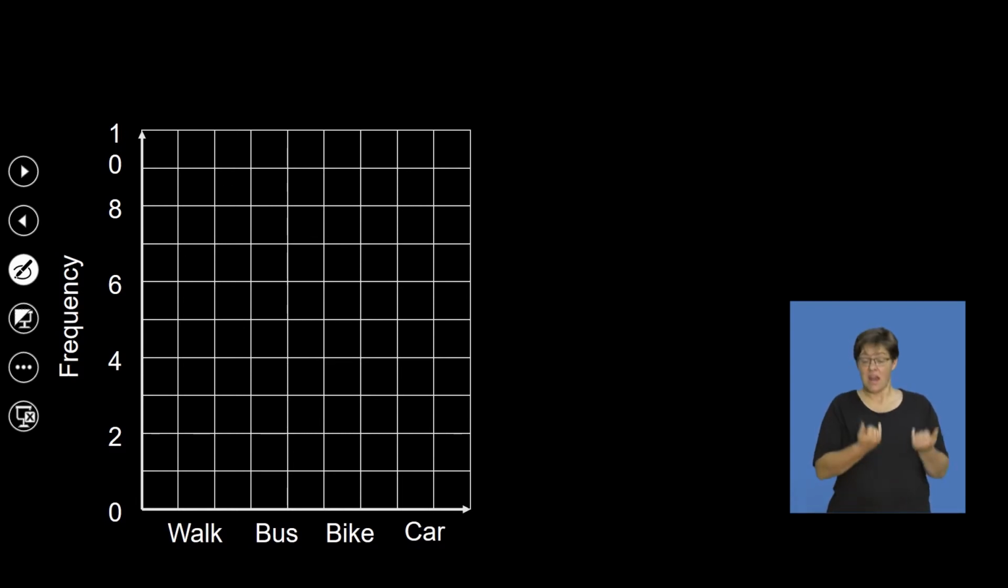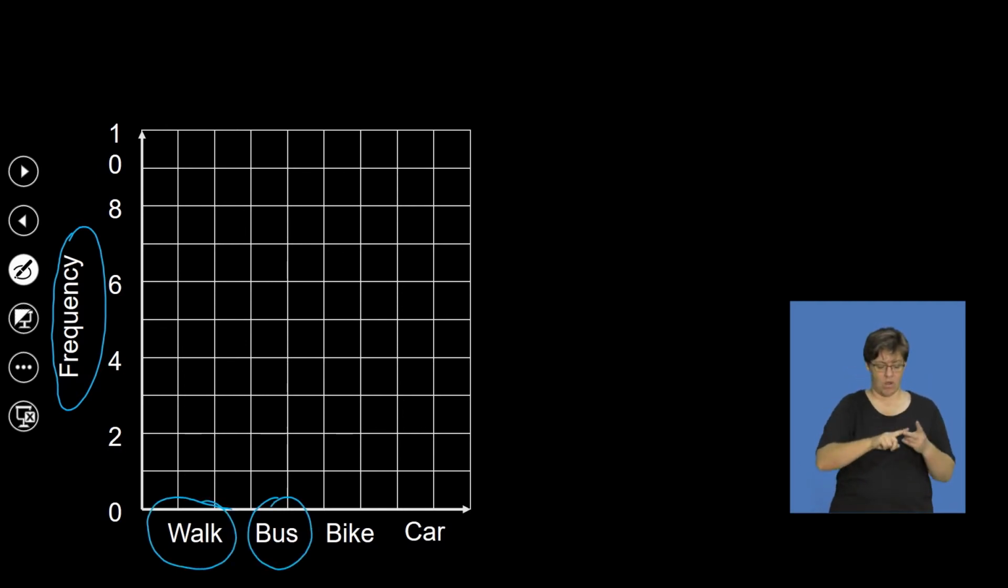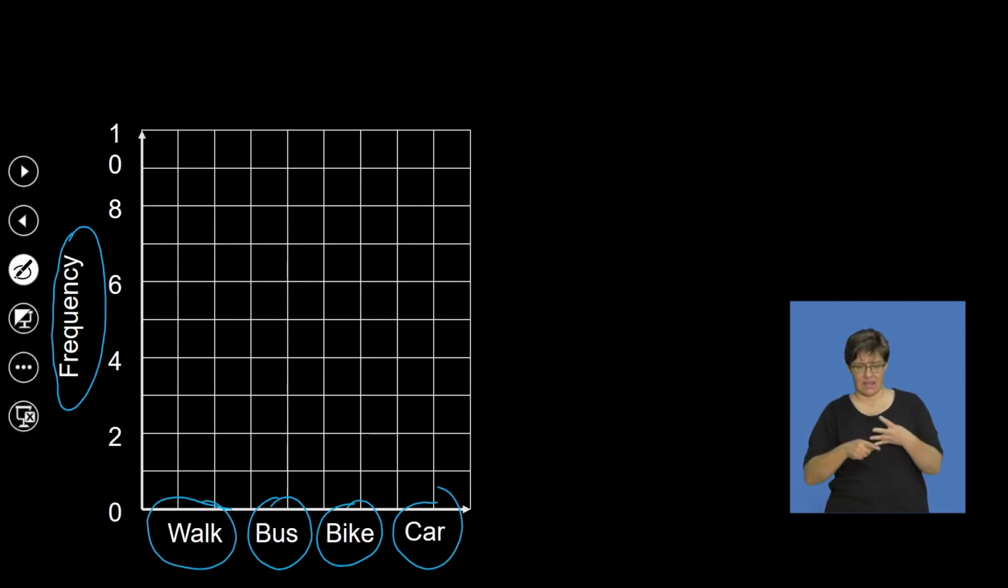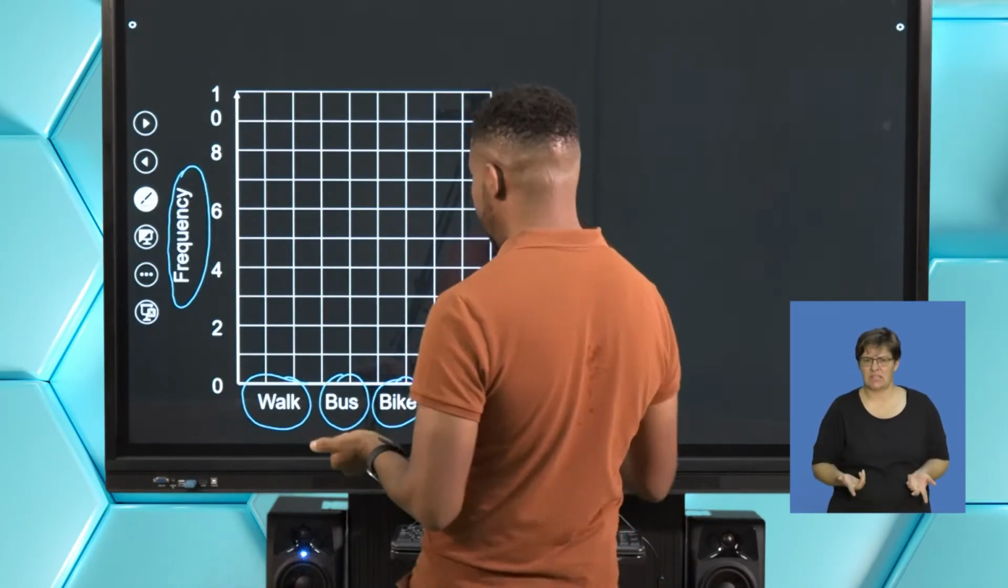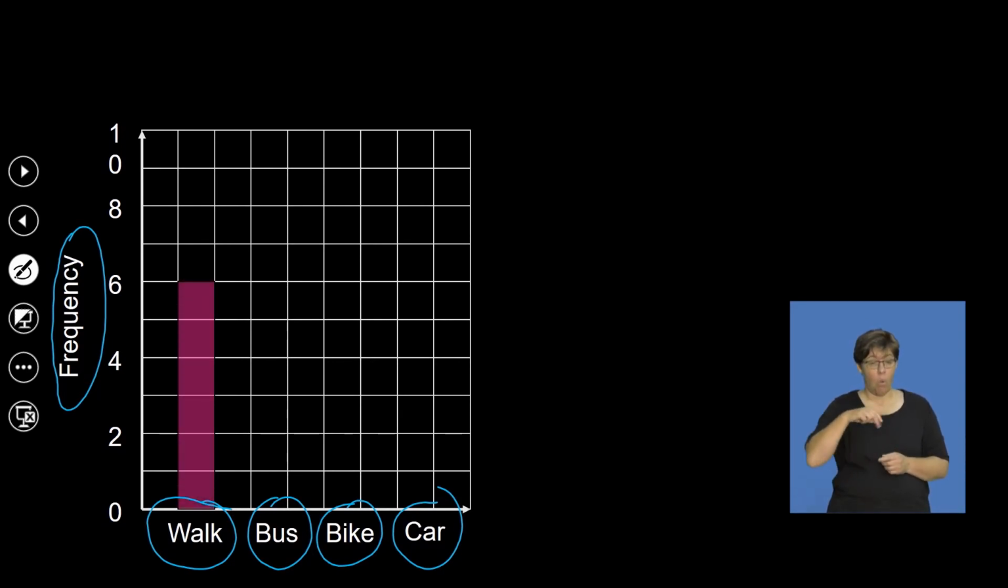Yes, now we have our Cartesian plane there. So on the y-axis, we have frequency. On the x-axis is walk, bus, bike, and car. What are you going to do with this? For walk, how many students walk? We have 6 students walk.